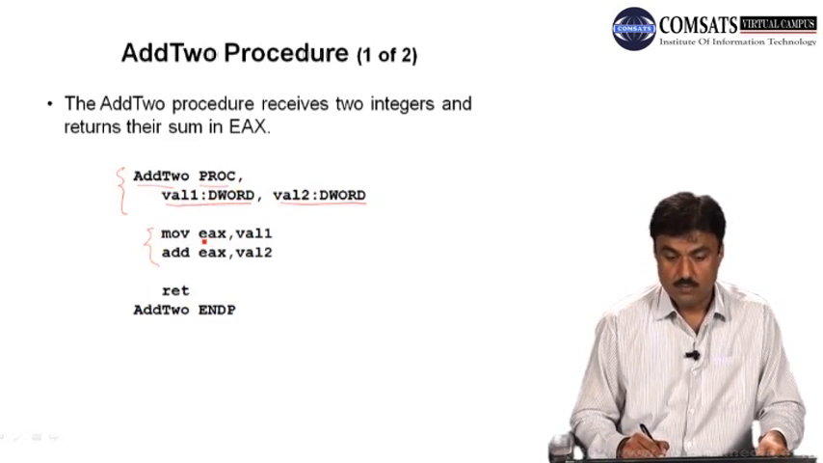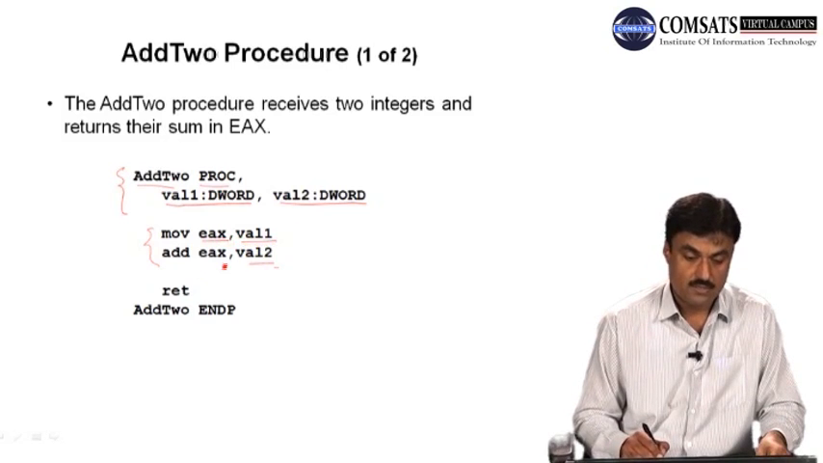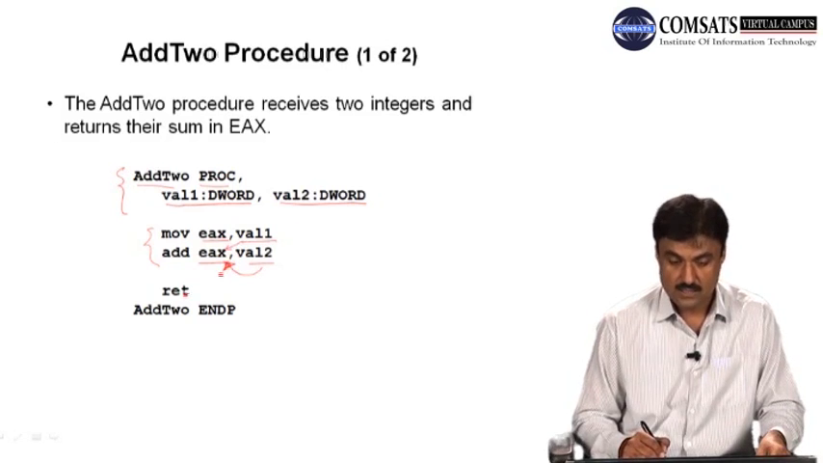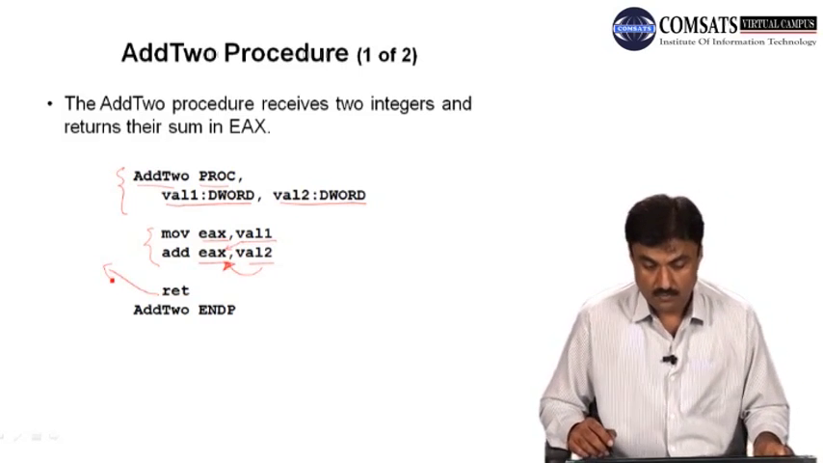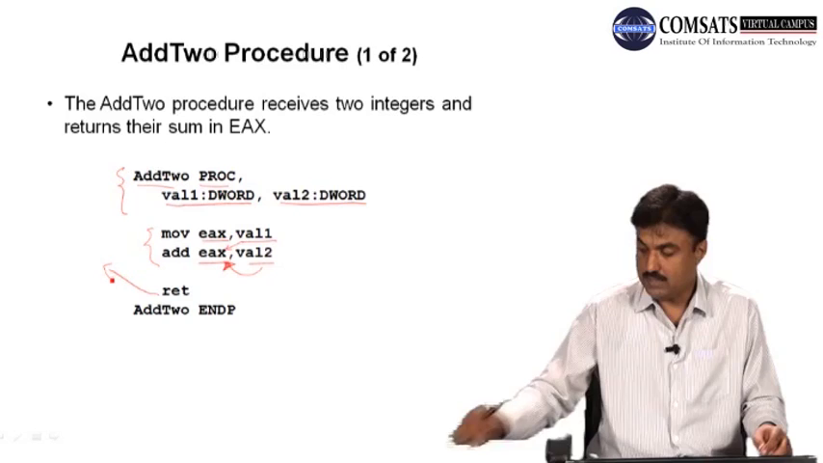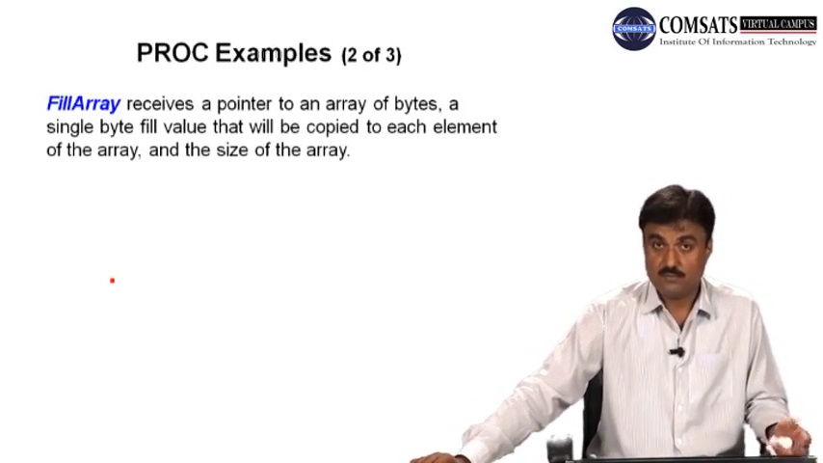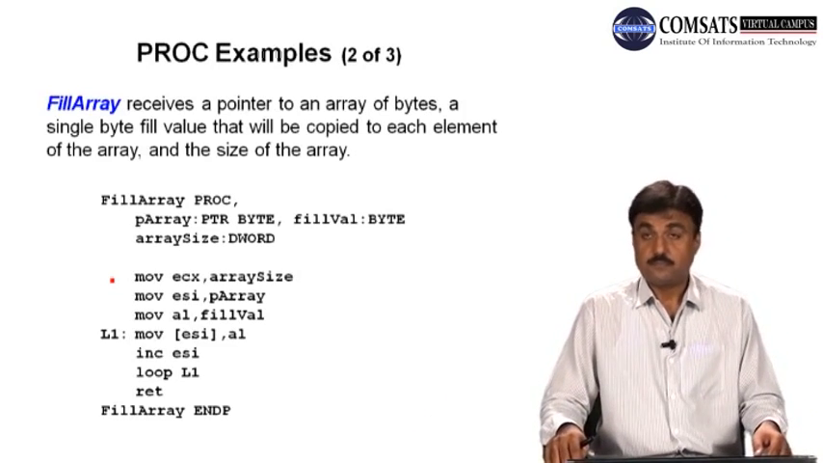Here what we do is move EAX, val1, and then we add val2 into EAX. Definitely initially val1 is inside EAX. Now we are going to add both, and again the result will be inside EAX, and we say return. When it returns from this procedure, EAX will contain the sum of those two variables. Now this one is the FillArray.